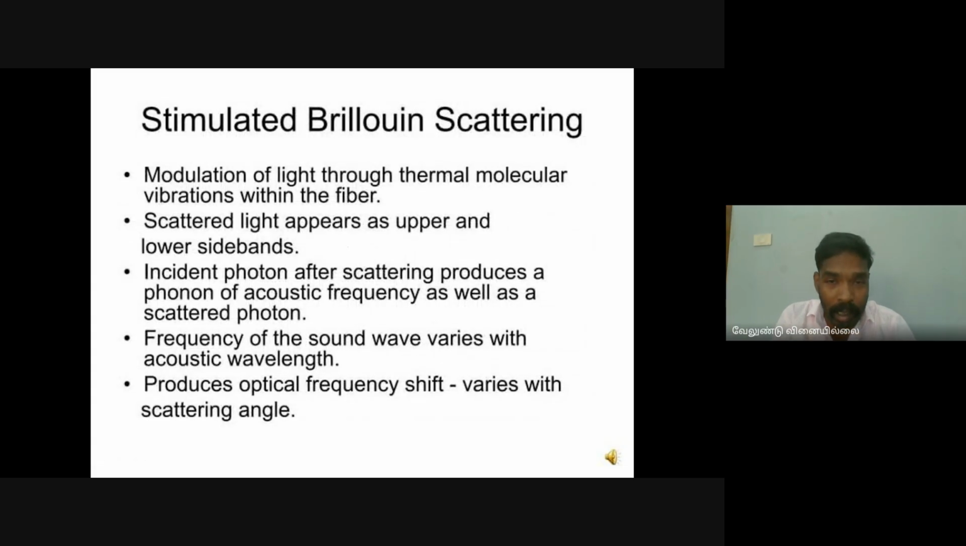Stimulated Brillouin scattering: what is scattering? Scattering means when the light is incident on a particular plane, then reflections happen in all directions, which is called scattering. It is the modulation of light through thermal or molecular vibration within the fiber. The scattered light appears as upper and lower sidebands. An incident photon after scattering produces a phonon of acoustic frequency as well as the scattered photon. The third point is important.